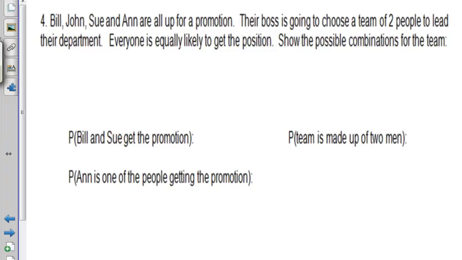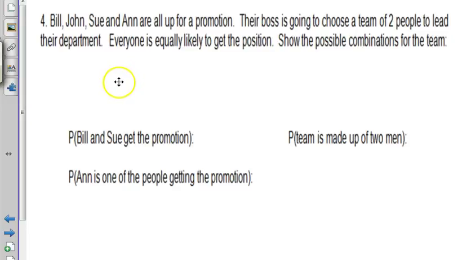We survived that. All right. Bill, John, Sue, and Ann are up for promotion. Their boss is going to pick a team of 2 people to lead their department. Everyone's equally likely to get the position. Show the possible combinations for the team.